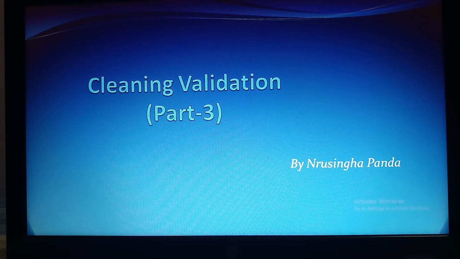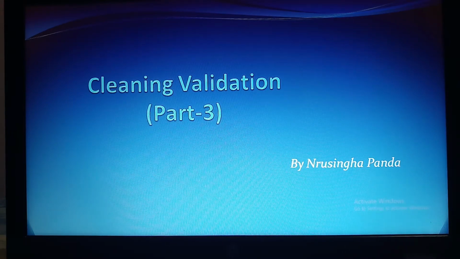Here I will discuss cleaning validation with regards to the HBEL concept, that is health-based exposure limit. Previously I have discussed calculation of a residue limit with respect to the default limit, that is the 10 ppm criteria, and also the therapeutic dosage criteria. So let's see.